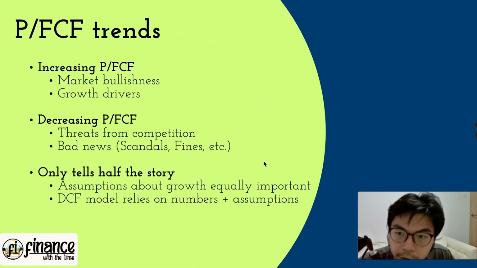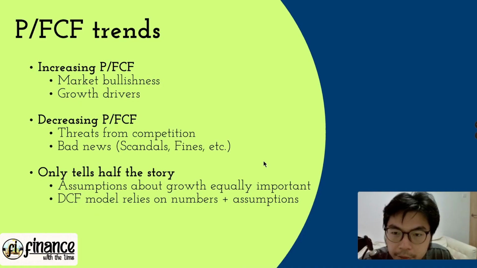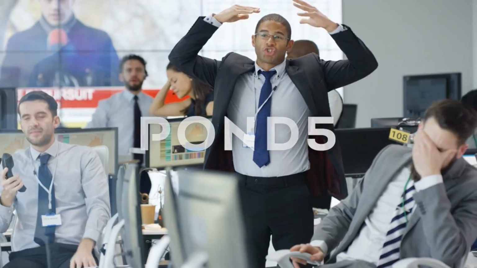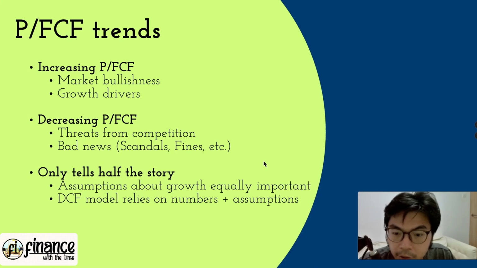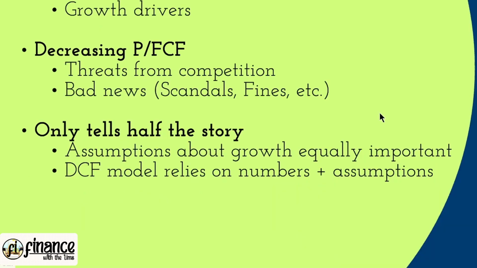Next, we can look at the trends for price to free cash flow. If this multiple is consistently increasing, this shows that the market is generally bullish about the company. If the price to free cash flow is decreasing, this might be because there are threats coming from various competitors, or that there is bad news surrounding the company, such as scandals and fines. Note that valuation only tells half the story though. Assumptions about growth are equally important. In fact, the discounted free cash flow model relies on both numbers and assumptions.